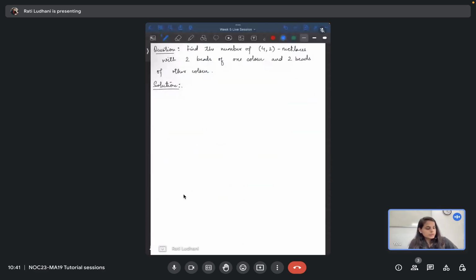Okay, so you have this cycle form 1 2 3 4. It's like your necklace. So you have 4 places, and you are allowed to color with 2 colors, maybe red or white, whatever you want to choose. So for example, you can color this to be white, this to be red, this to be white, this to be red. So they are asking to find the number of 4 2 necklaces. 4 2 means n is equal to 4, and the number of colors is 2. So with 2 beads of one color and 2 beads of the other color.